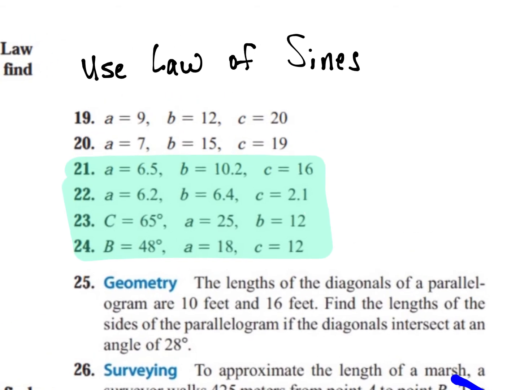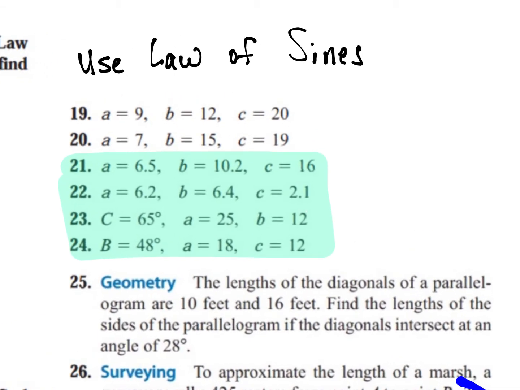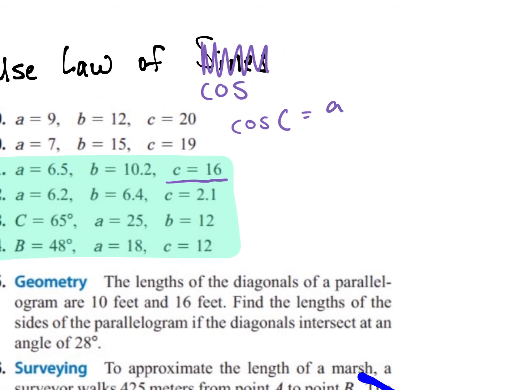For 21 and 22, we actually have to use law of cosines because it only gives us side lengths. So when only side lengths are given, we have to use law of cosines. So our law of cosines, always start with the biggest angle. So here I'm going to start with 16. So I'll have cosine C is equal to A squared plus B squared minus C squared over 2AB.